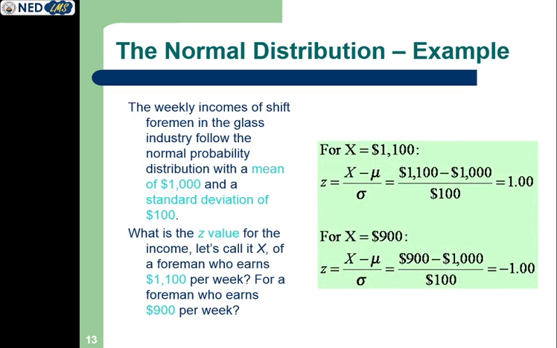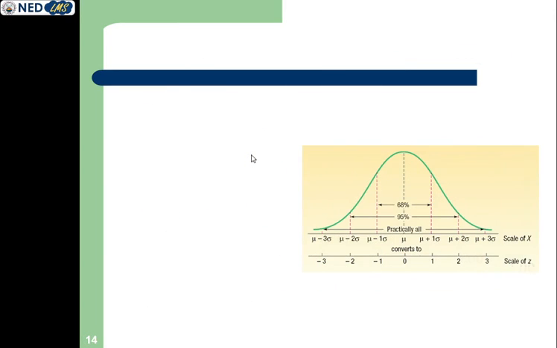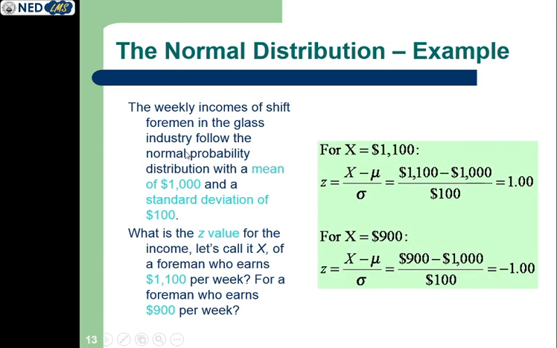Now start the numerical and try to solve it with the help of the normal probability distribution table. The weekly income for men in a glass industry follows normal probability distribution. Student, the identification of normal distribution is very easy. It is written in the words follows normal distribution with mean $1,000 and standard deviation $100. So first we make the data: mu equal to $1,000 and standard deviation equal to $100.